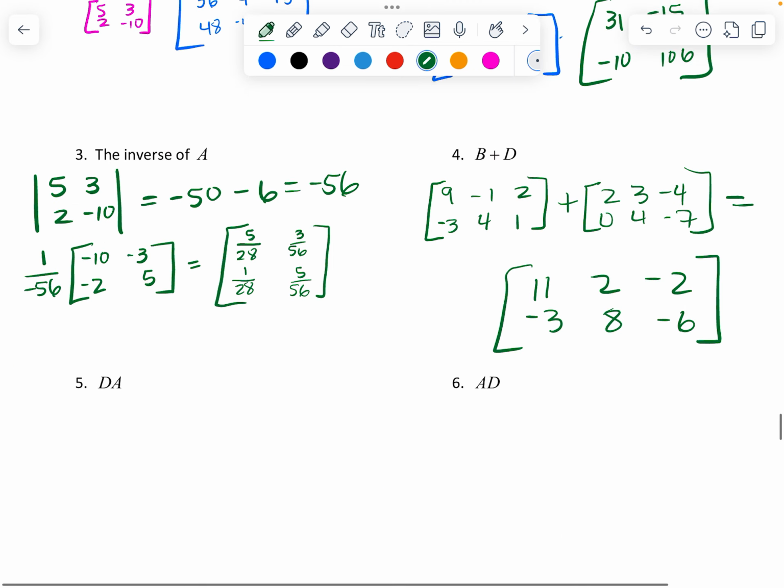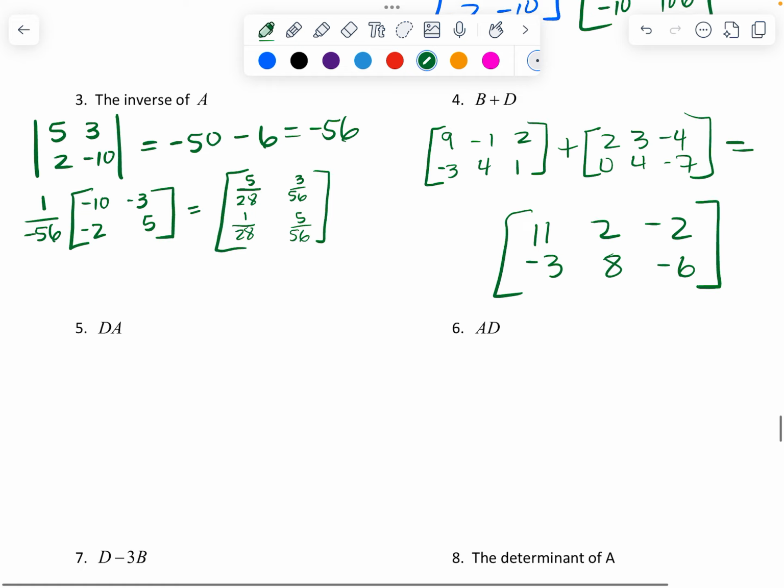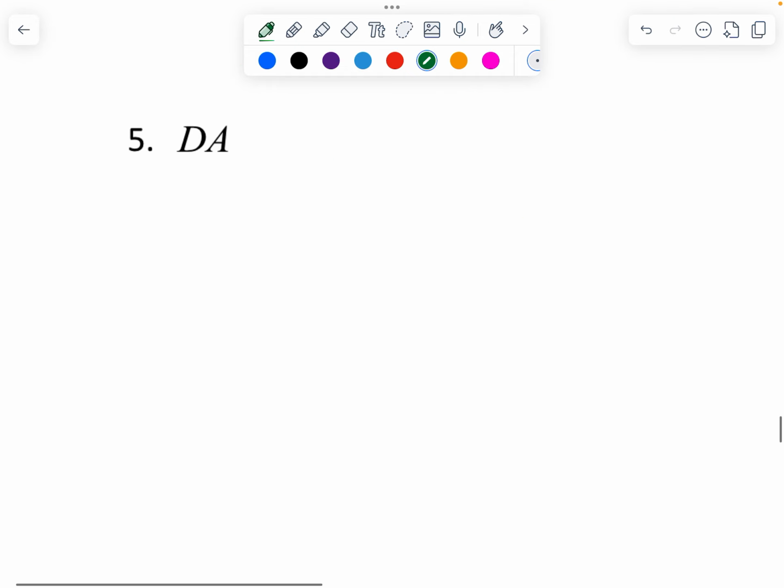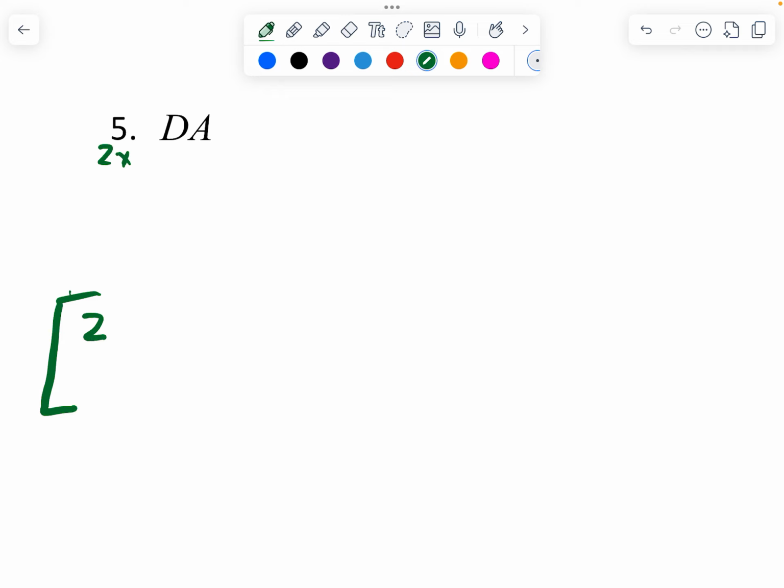Over here, I'm going to multiply D times A. So D is a 2 by 3, and this is a 2 by 2, right? 2 by 3 times 2 by 2, so this can't be done. So that's not possible.